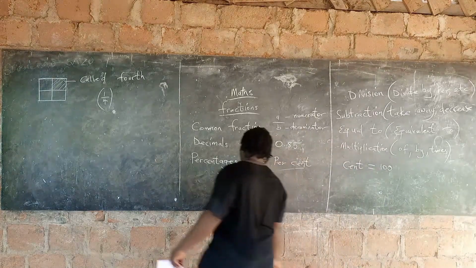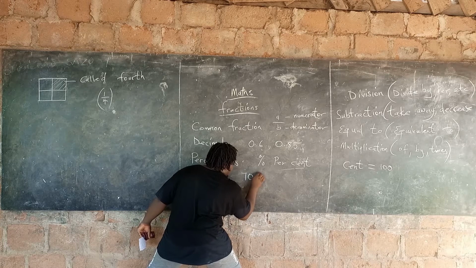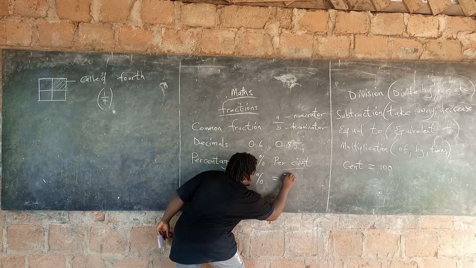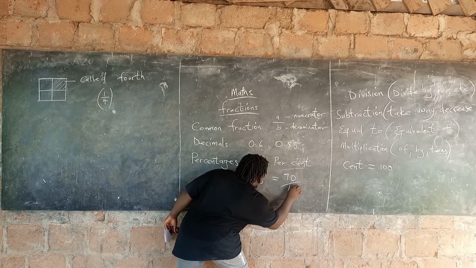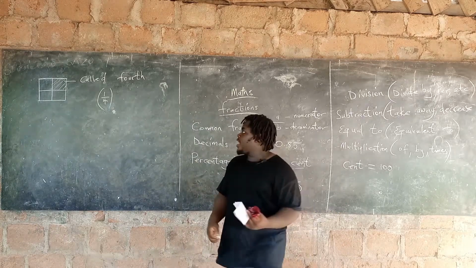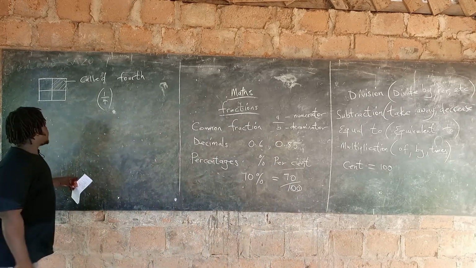So for instance, 70% can be written like this: 70 divided by 100. Good. Now, let's go back to common fractions.